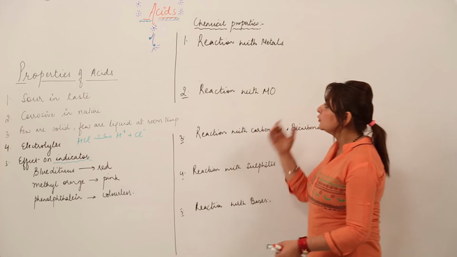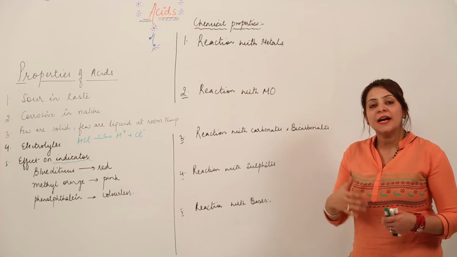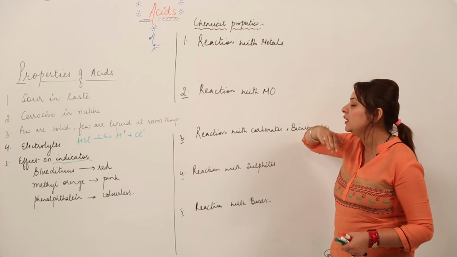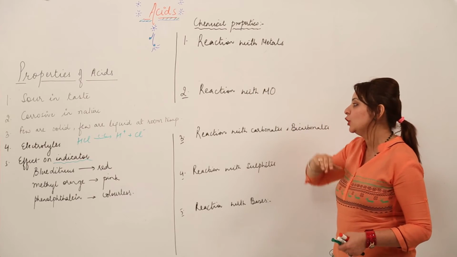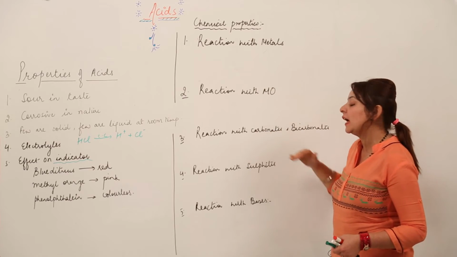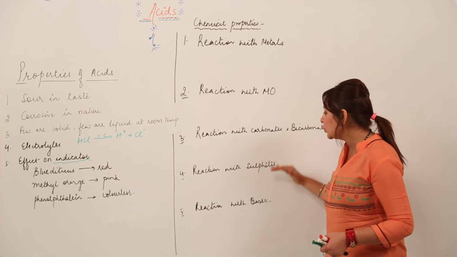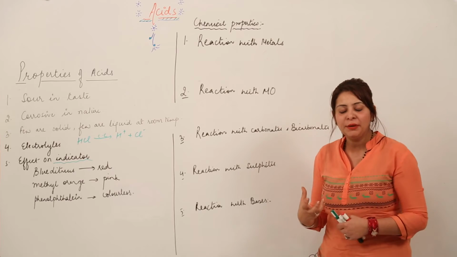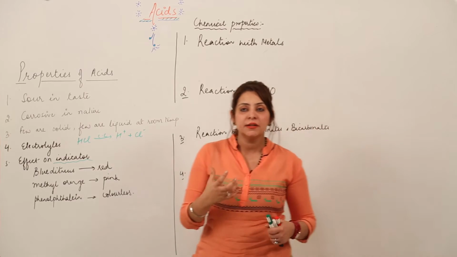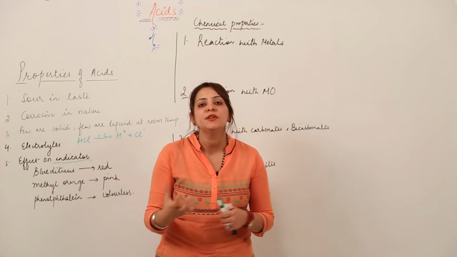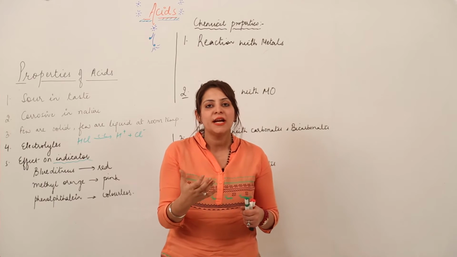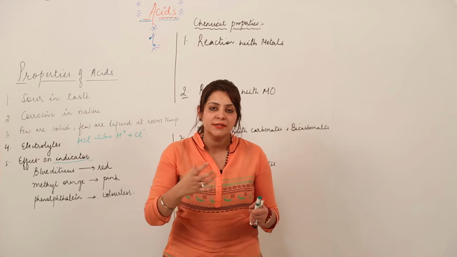Now, coming to the chemical properties, we'll start with several of them: the reaction of acids with metals, with metal oxides, with carbonates and bicarbonates, with sulfides, and with bases. I'll state them with an example, and as you are familiar with valencies, you'll be able to do these reactions properly. I've told you that the basis of the chemical reaction is the same.